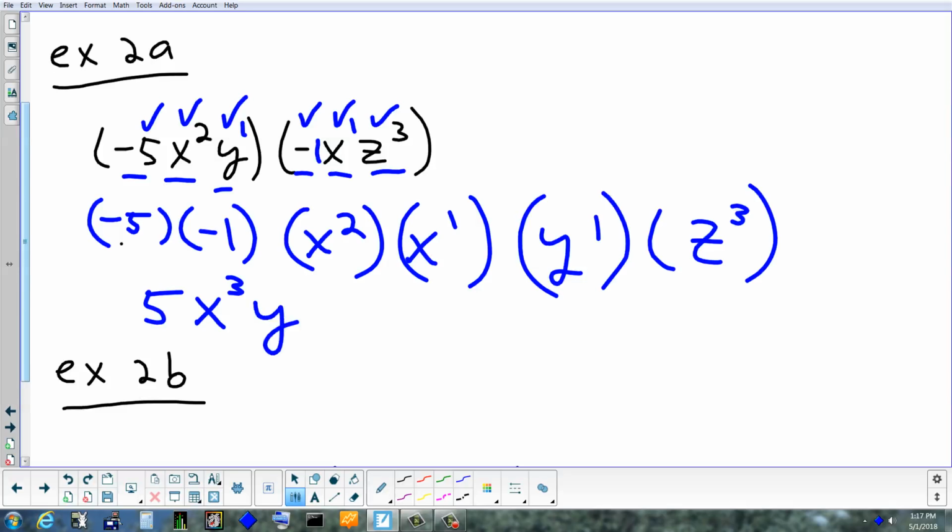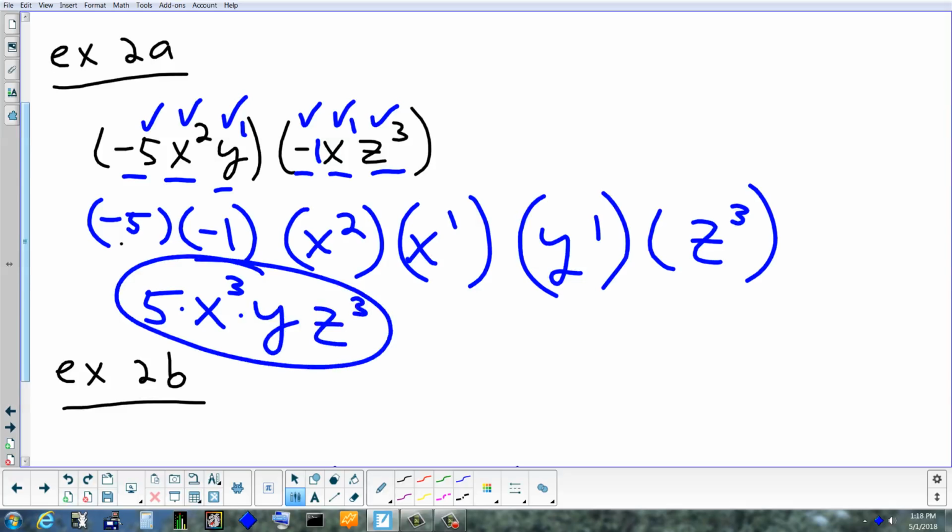Will you mark points down if you don't do it? No. And then z to the third, there's nothing to combine with that. That's your answer. That's how you write the final answer. And if you're like, well, I thought it was multiplying, that is multiplying. Whenever you put stuff right next to each other, it means multiplying. You can put the dots if you want to. It means the same thing.